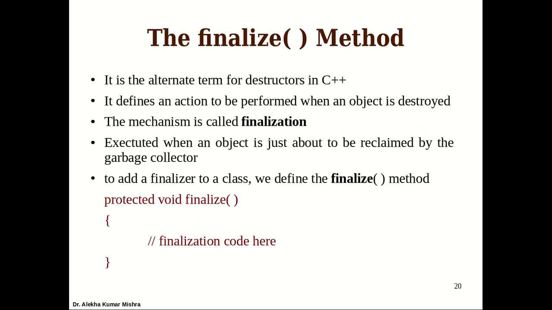This method is invoked, if at all you have defined it in your class, exactly at the moment when the memory of the object is reclaimed by the garbage collector. To add a finalizer to the class, we use the finalize method. Most generally it is protected void. We will come to discuss protected later because it is related to inheritance, so that it can be used by the classes inheriting this particular class. So it has to be generally protected void finalize, the keyword finalize, not any other name of the method, and you write your code here.